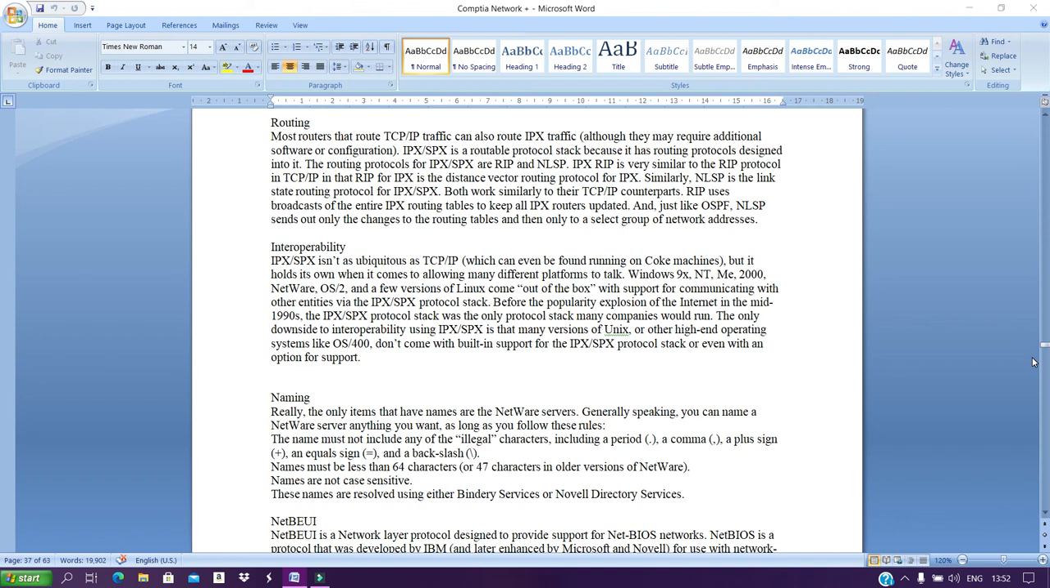distance vector routing protocol for IPX. Similarly, NLSP is the link state routing protocol for IPX/SPX. Both work similarly to their TCP/IP counterparts. RIP uses broadcasts of the entire IPX routing table to keep all IPX routers updated, and just like OSPF, NLSP sends out only the changes to the routing tables and only to a select group of network addresses.